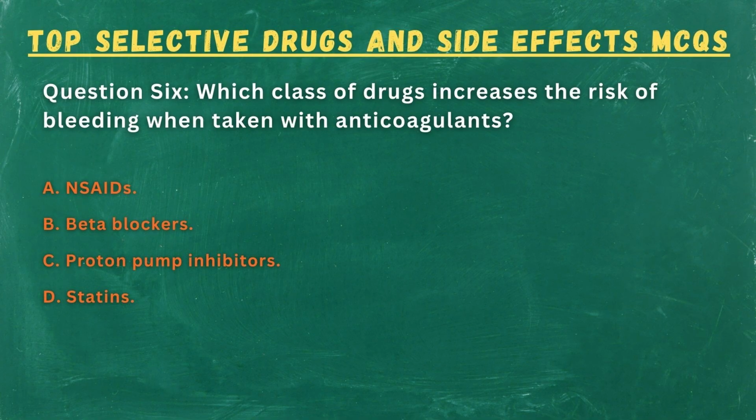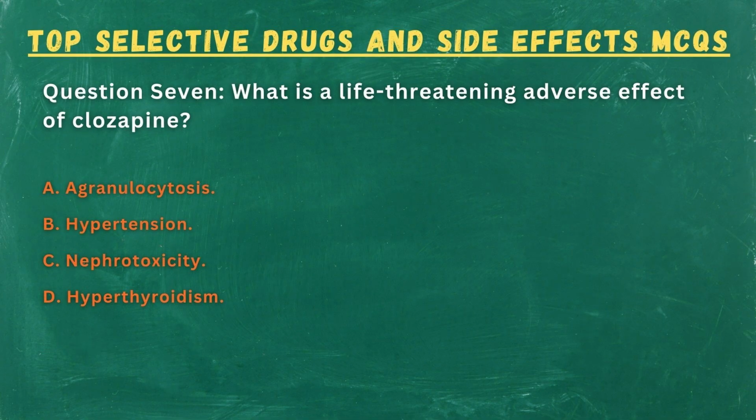Question 6. Which class of drugs increases the risk of bleeding when taken with anticoagulants? A. NSAIDs. B. Beta blockers. C. Proton pump inhibitors. D. Statins. Answer. A. NSAIDs.